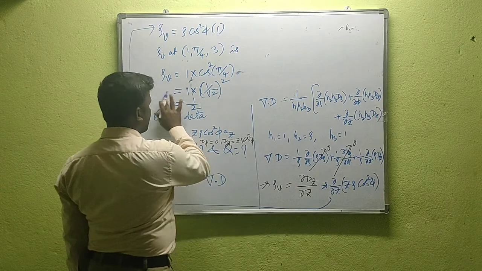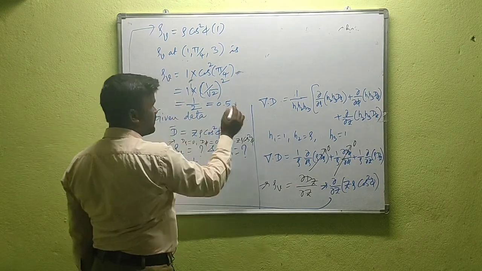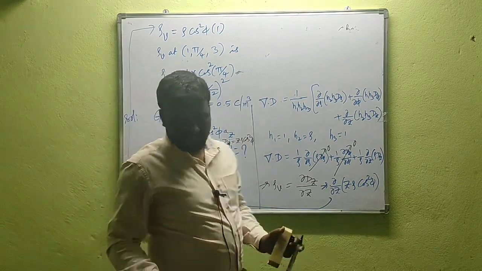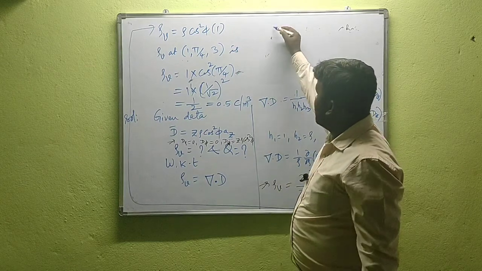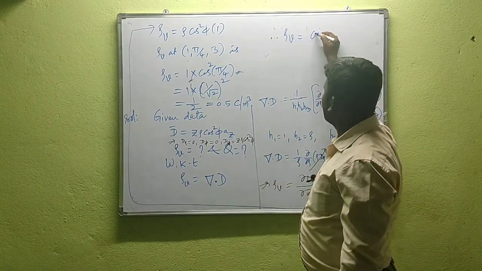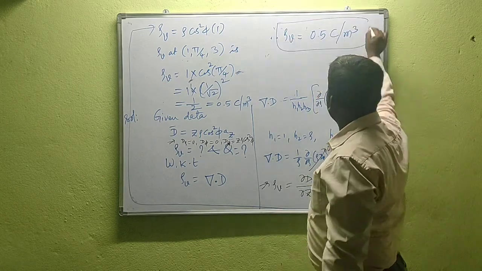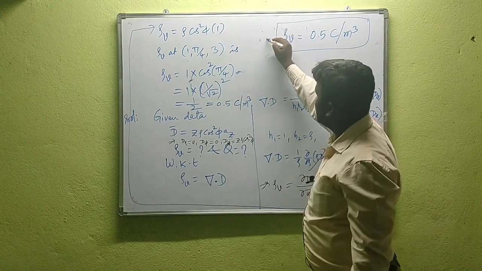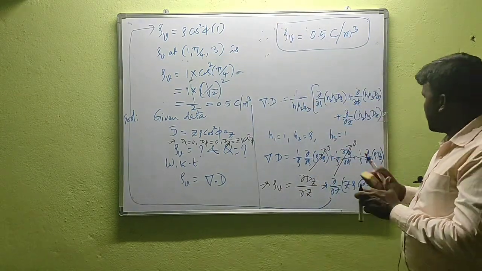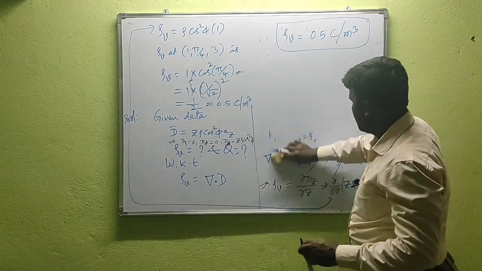The units of rho v: 1 by 2 can be written as 0.5, and the units of rho v are coulombs per meter cube. Therefore, rho v equals 0.5 coulombs per meter cube.